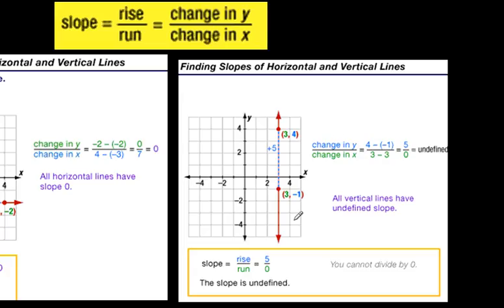Well, let's see if anything happens differently when I compute this. So let's start up here and say the change in y, so 4 minus -1 equals 5 over, starting here, 3 minus 3 equals 0. So I have 5 over 0 still. So, surprise, it turns out that whenever you have a vertical line, it will always have a slope that is undefined.